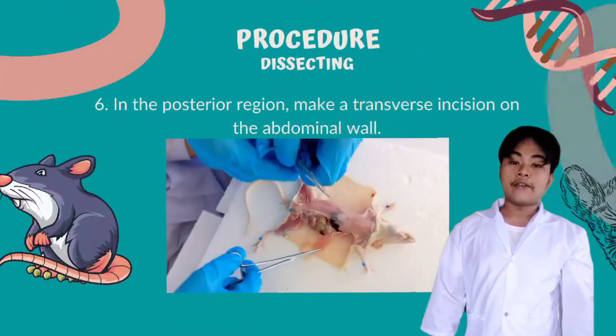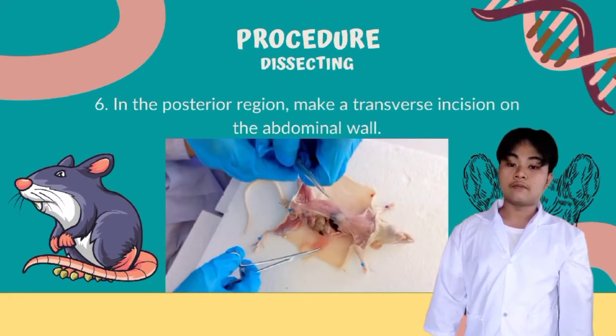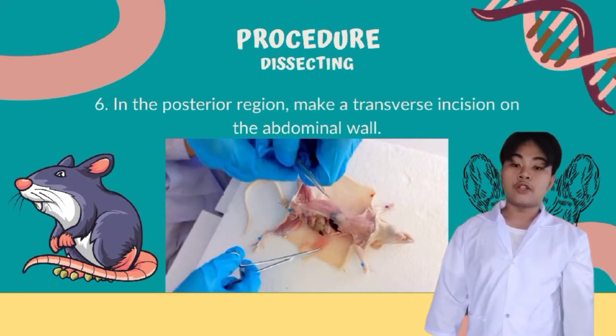Number 6. Identify the muscles and bones of the legs. Then, in the posterior region, make a transverse incision on the abdominal wall.